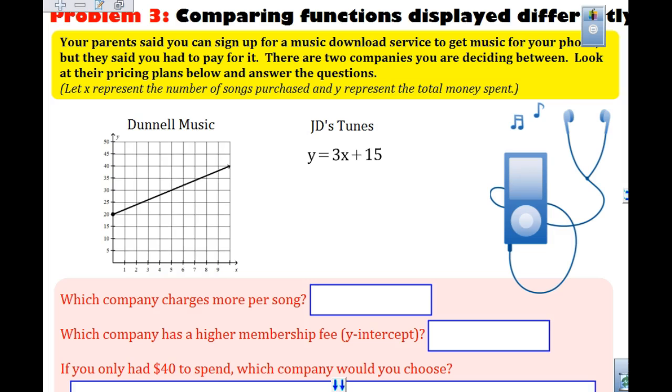Next page down. We are looking at comparing the functions. It says your parents said you can sign up for a music download service to get music for your phone, and they said you have to pay for it. There are 2 companies you're deciding between. You look at their pricing plans below to answer the question. So we have Danelle's in a graph, and we have JD's in an equation.